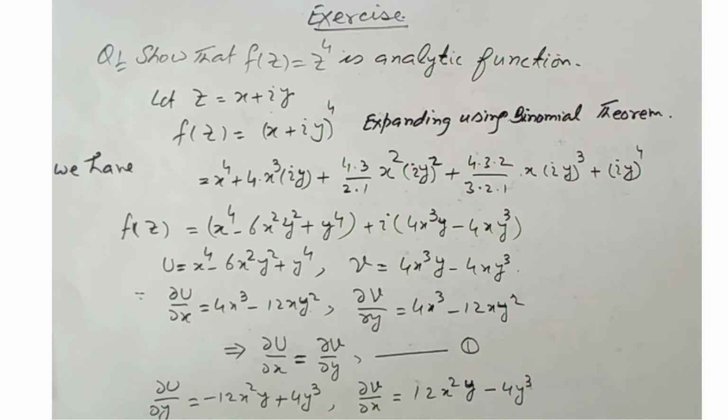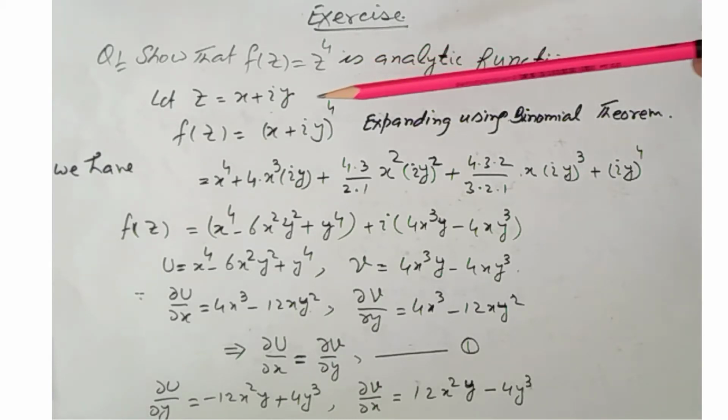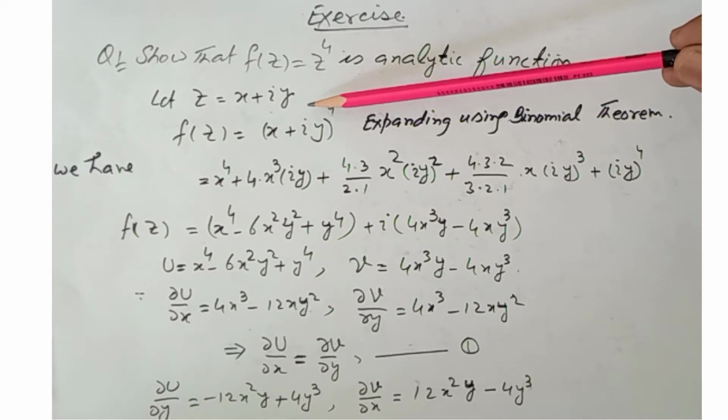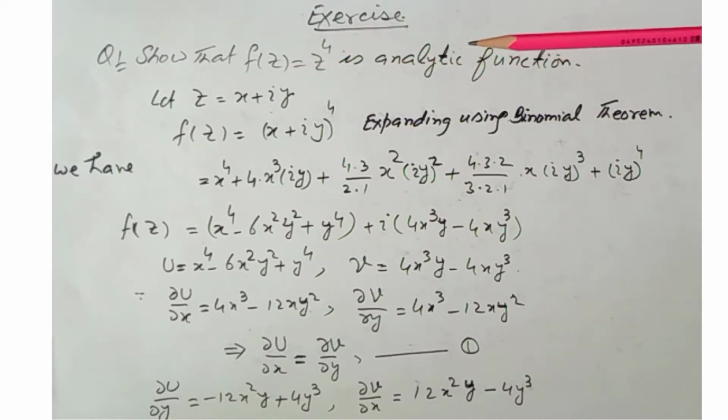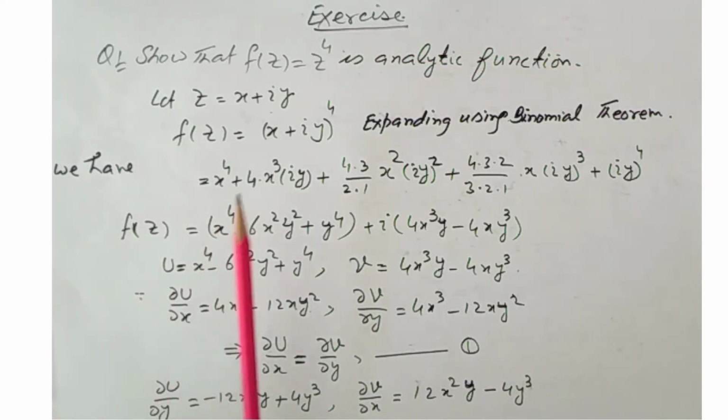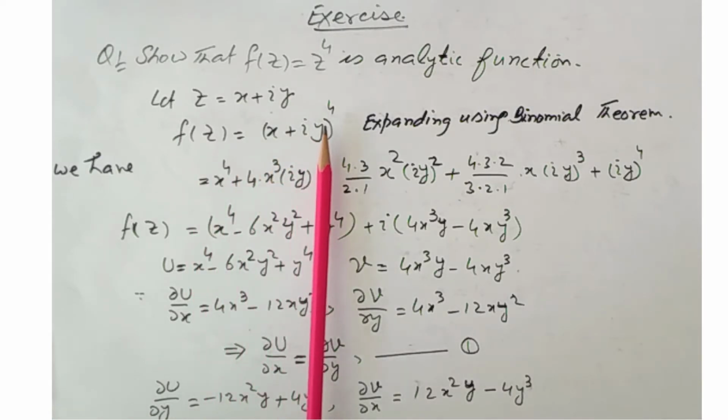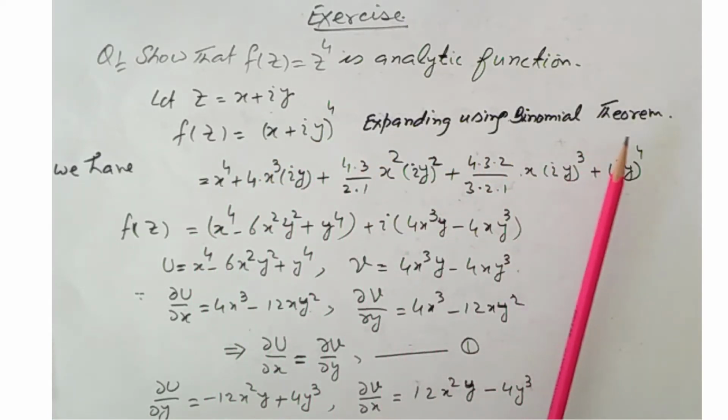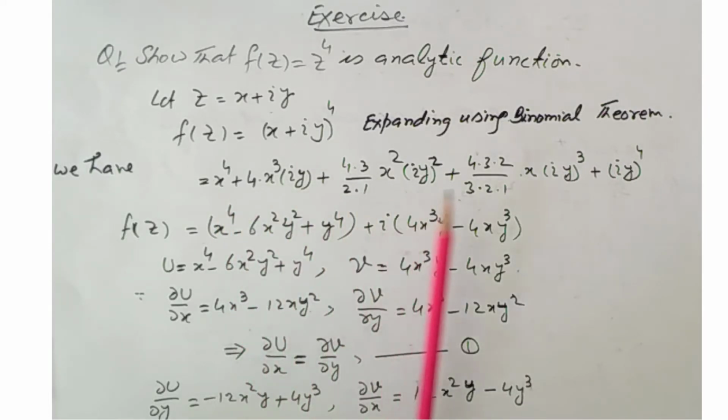Show that f of z equal to z^4 is an analytic function. We have to show that this function is an analytic function. So this function will satisfy the Cauchy-Riemann equations. Let z equal to x plus iy. Now f of z equal to (x plus iy) to the power 4, expanding by using the binomial theorem. This is the expansion of the binomial theorem.